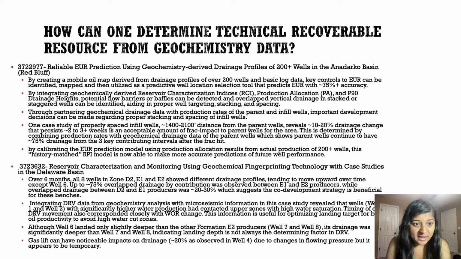They created a mobile oil map derived from drainage profiles of over 200 wells and basic log data. Key controls of EUR can be identified, mapped, and then utilized as a predictive well location selection tool that predicts EUR with 75% plus accuracy. They also integrated geochemically derived reservoir characterization indices, production allocation, and P90 drainage heights. Potential flow barriers or baffles can be detected in overlapped vertical drainage, and stacked or staggered wells can be identified, aiding in proper well targeting, stacking, and spacing.